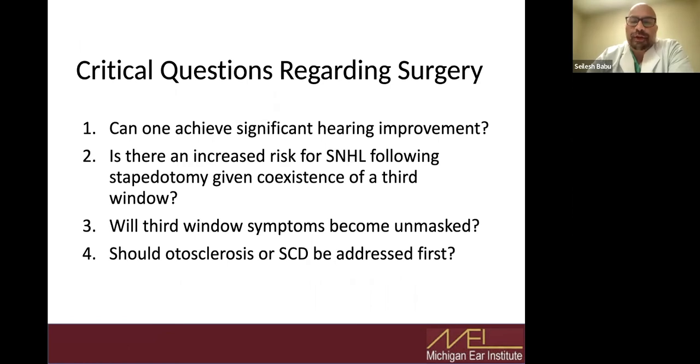And there are some questions that we think about in this scenario when you have both, complicating matters. One is, can we achieve significant hearing improvement with surgery for one or the other? And is there an increased risk for sensorineural hearing loss following stapedotomy if you have a third window? Will third window symptoms that may not be present become unmasked if you now perform a surgery and potentially create another window into the inner ear when you do your stapedotomy? And then which one should you address first, the otosclerosis or the superior canal dehiscence? And I don't claim to know the answers to this.